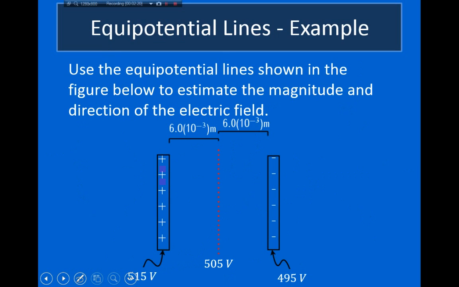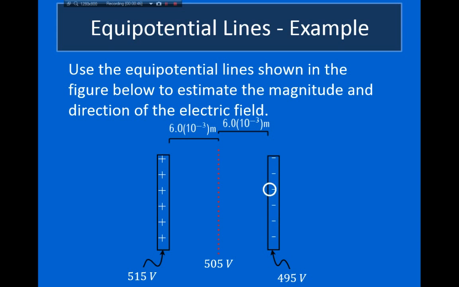So let's go ahead and look at an example. This example says, use the equipotential lines shown in the figure below to estimate the magnitude and direction of the electric field. So remember that the electric field is always perpendicular to the equipotential lines. So here we have a metal plate that's being held at a constant voltage of 515 volts. And then we have this equipotential line, which is also vertically oriented. It's at 505 volts. And then we have another plate that's being held at a constant voltage at 495 volts.